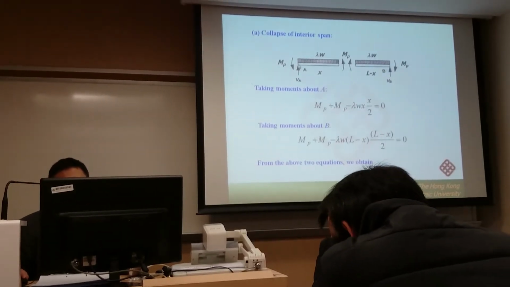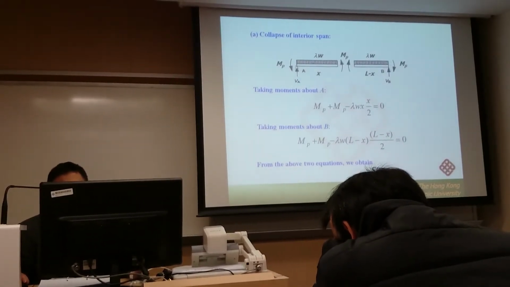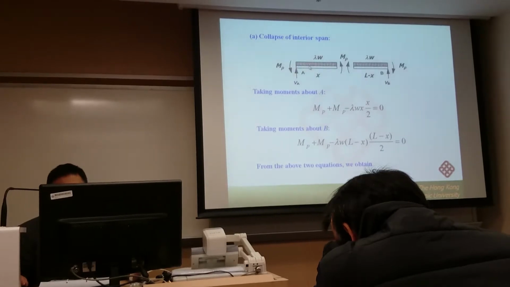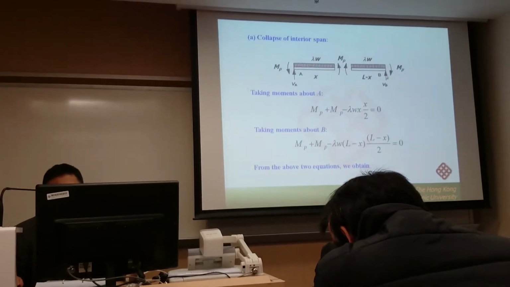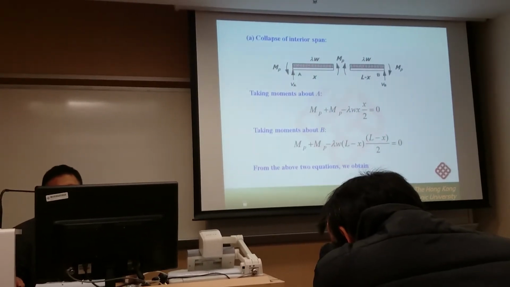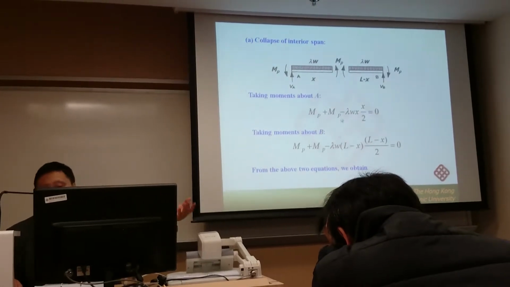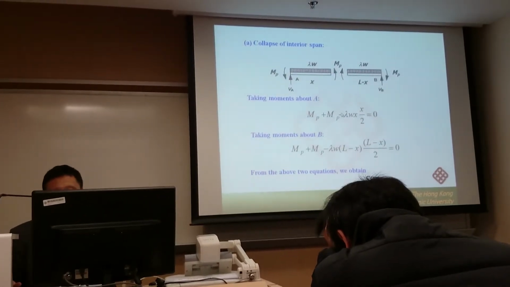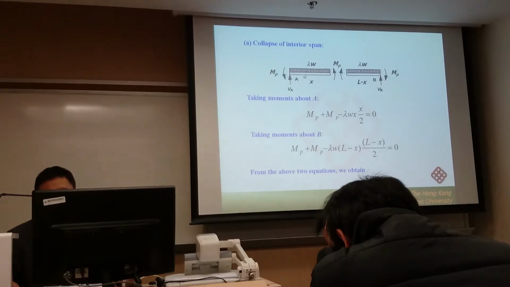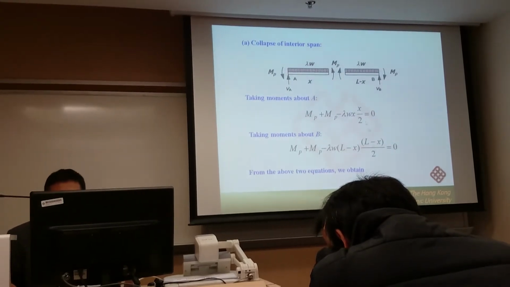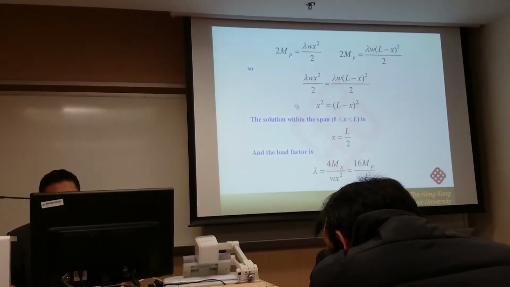So please take a moment about support A for the left free body and about point B for the right free body. So we can establish two equations. We can establish two moment equations for the left free body and for the right free body, and then we can represent.